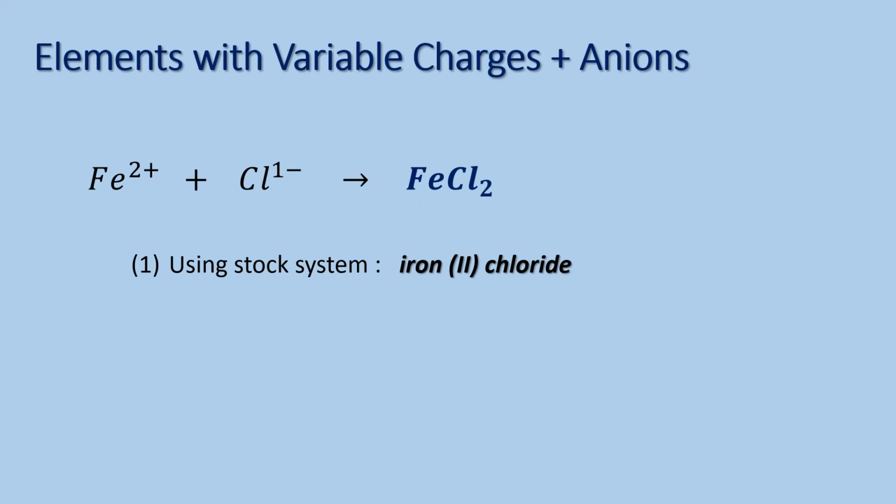And the second way of naming this is using the old system. So for iron with lower charge, or plus 2 iron, we use ferrous. So this is now ferrous chloride. So these are the two ways of naming binary compounds, ionic compounds, using elements with variable charges combining with anions.